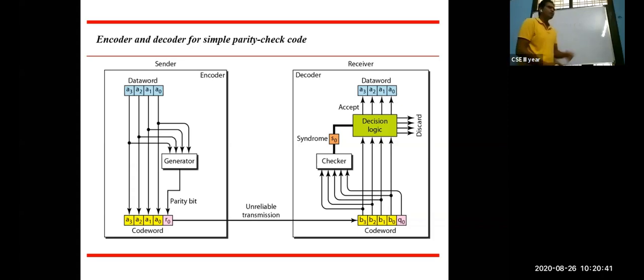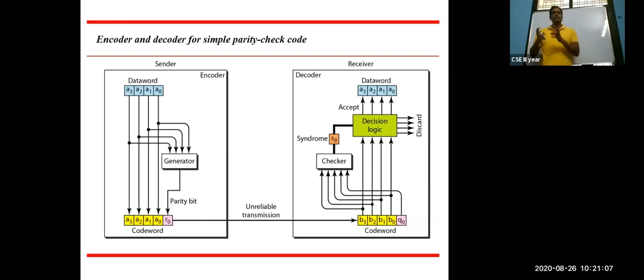Fine. Now the receiver receives all this data. Before it is put to the design logic, again it is put to something called a checker. Now what is the logic of the checker? What does a checker do? A checker generates a syndrome. What is a syndrome? The syndrome helps the design logic to understand whether there is an error in the data or not. That is the logic of the receiver.